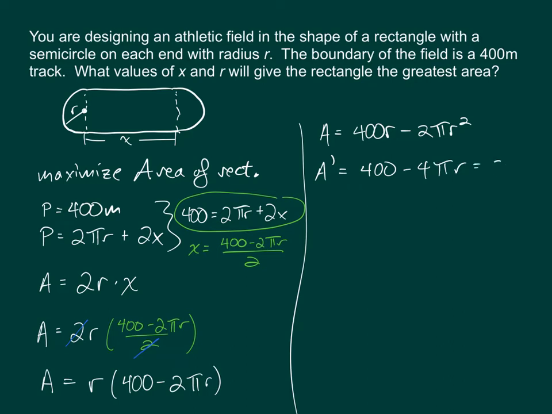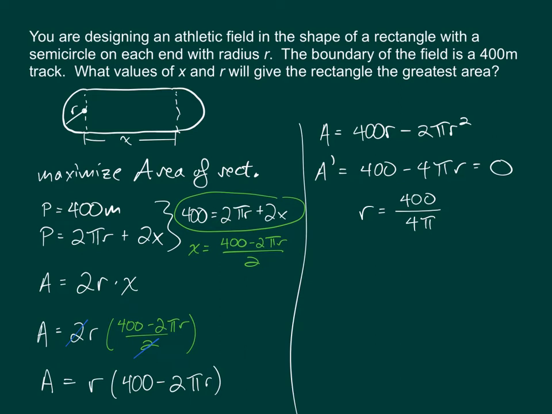And so if we set this equal to 0, and I'm going to make a point to say this here, we don't have to worry about where this derivative is undefined. I don't see any r's in the denominator. In fact, there are no denominators here, so we don't have to worry about where this derivative is undefined. So all we have to do now is set it equal to 0 and solve for r. And if you do that, you'll see that r is 400 over 4 pi. So there is the radius.